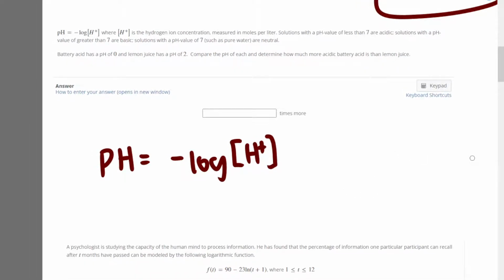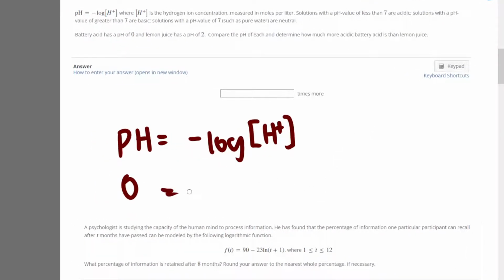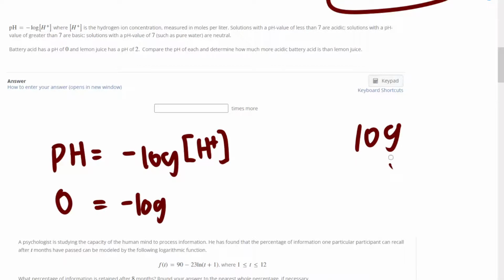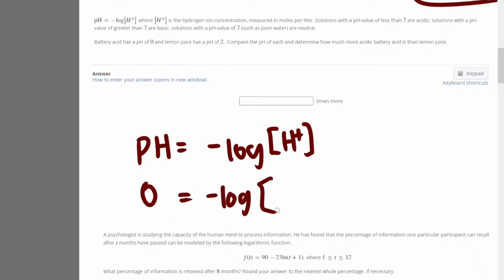So we know that battery acid has a pH of 0 and lemon juice has a pH of 2. We want to compare the two and see how much more acidic battery acid is than lemon juice. So let's say battery acid for 0, we need to do two different equations. Battery acid is equal to 0. Lemon juice has a pH of 2, so 0 is equal to negative log. I forgot to mention, if you have a log with no base, just assume that it is 10. We've decided that a log with no base is 10. Negative log, and then H plus, and we want to solve for H plus.